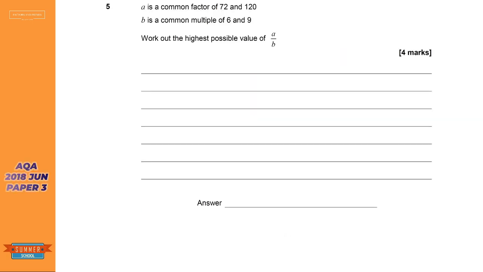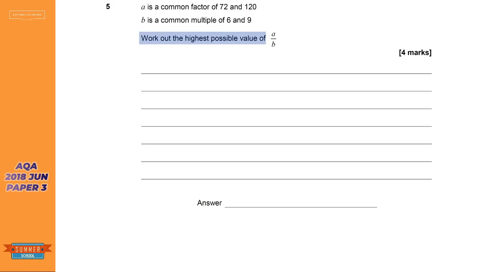I thought we'd end on a quite nasty question, and this definitely follows that, especially question 5 on the AQA paper. So it says write down the highest possible value of a over b if a is the common factor of those 2 numbers and b is the common multiple of those 2. So lots going on here. With this type of question, you've got to figure out what it is you're looking for. And so we've actually got to read and understand this part here first.